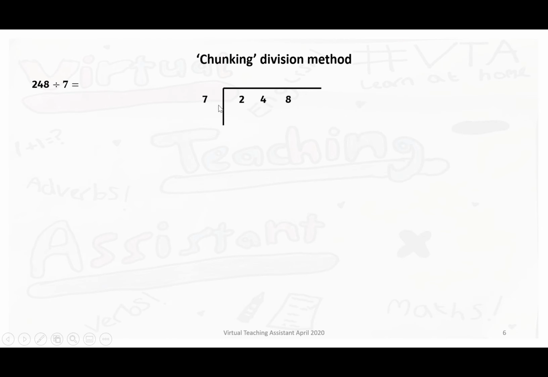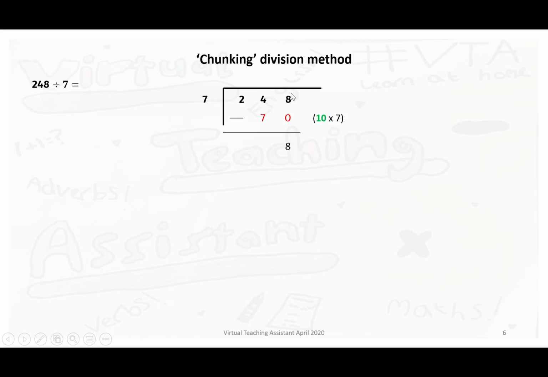Now the thing is, I'm not great on the 7 times table, so I'm thinking, what am I going to do? I know I want to see how many times 7 goes into this number here. So I'm going to try and chunk it up. So 10 times 7, I know, is 70. So let's take that away from there.